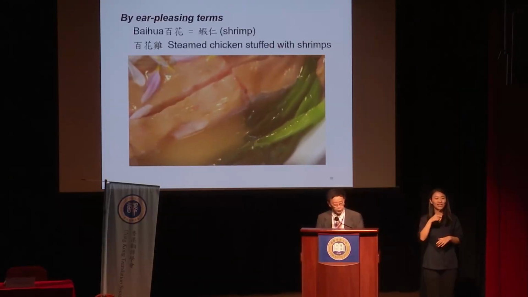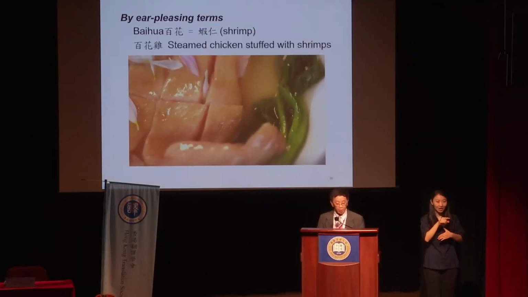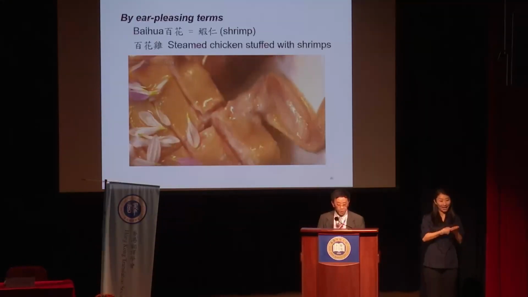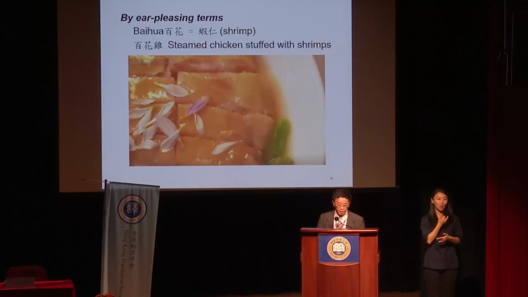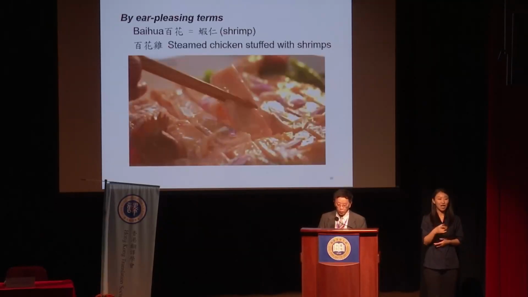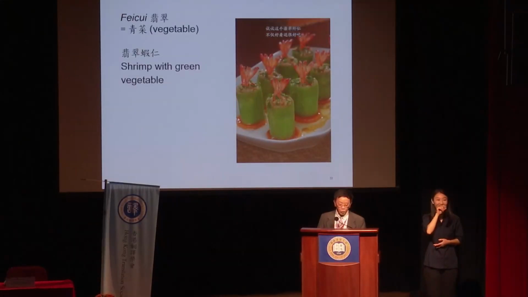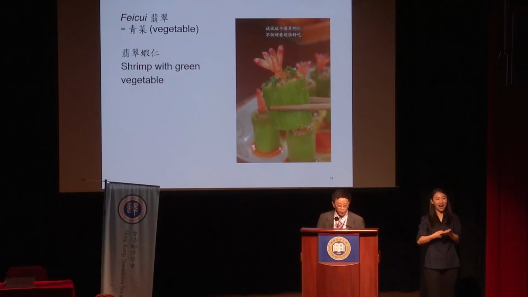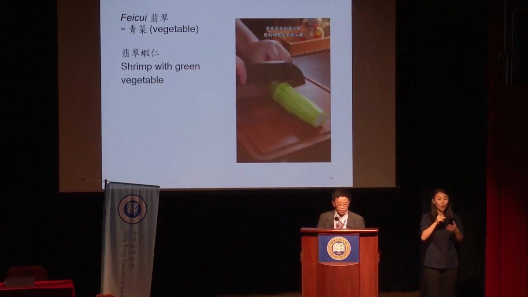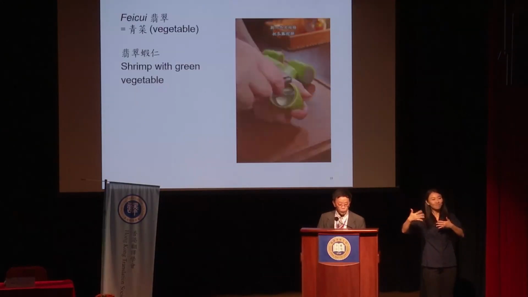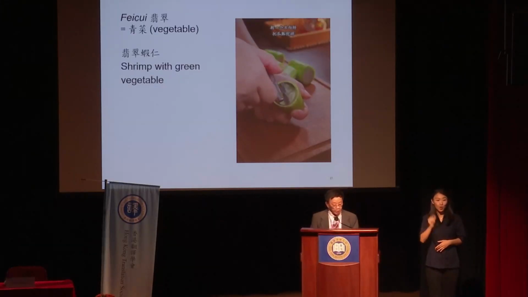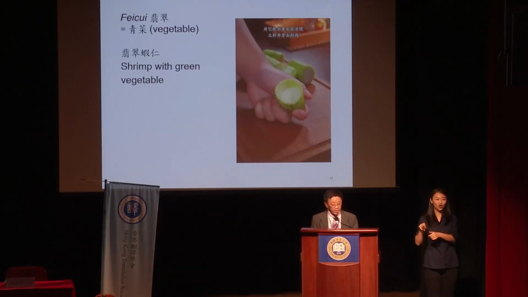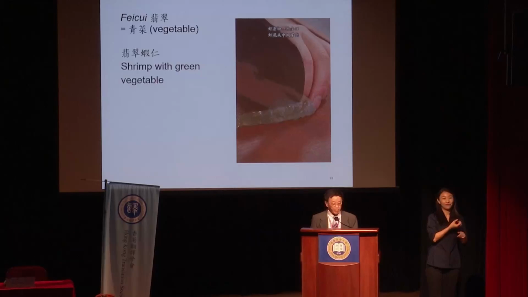When we refer to shrimps, we say it's bai hua. So when you have bai hua ji, it's actually steamed chicken stuffed with shrimps. We also describe something in a very poetic way. If it's a vegetable, we call it fei cui. Okay, so when it's 翡翠虾仁, it's actually shrimp with green vegetable.